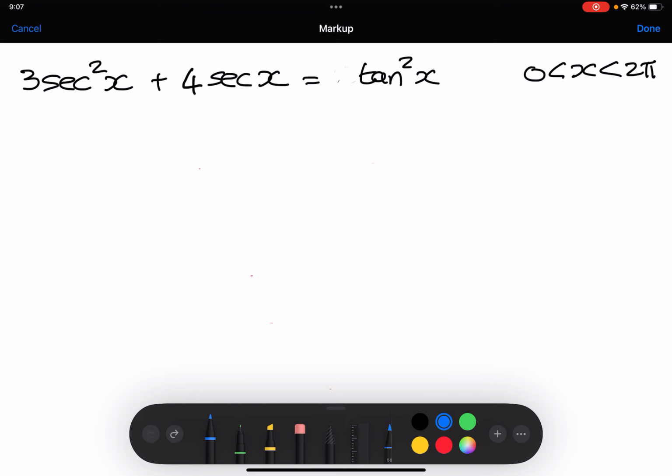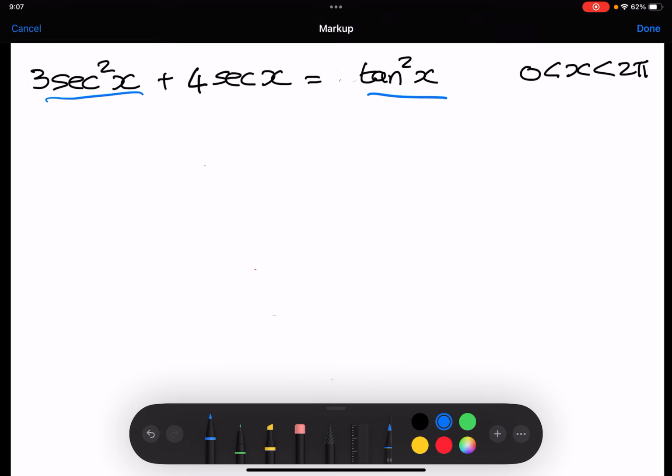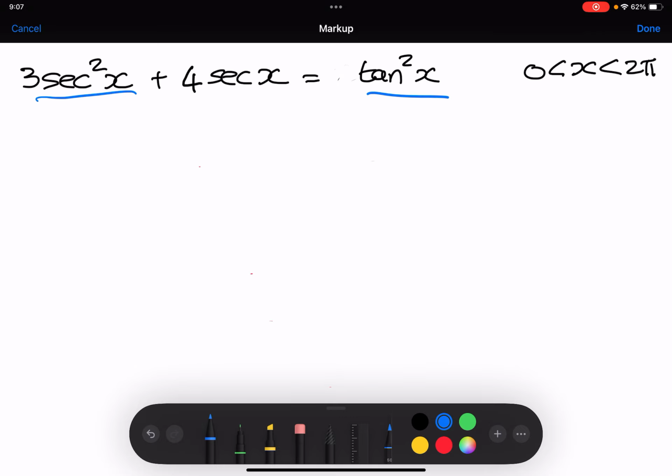So I'm looking at the sec squared and I'm looking at the tan squared. We're using the squared identity we learned in the last video, that tan squared x plus 1 is identical to sec squared x. So if I wanted to, I could swap this for a tan squared plus 1, which would be nice because it would match up with this, but it would not match up with the sec x there. So we're not going to do that.